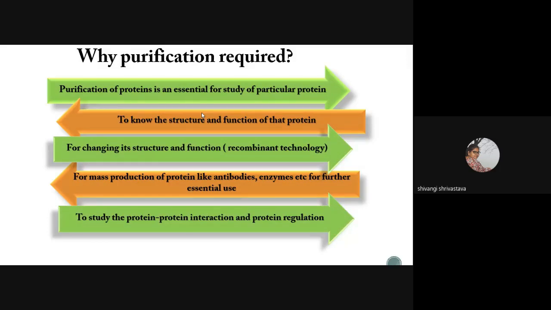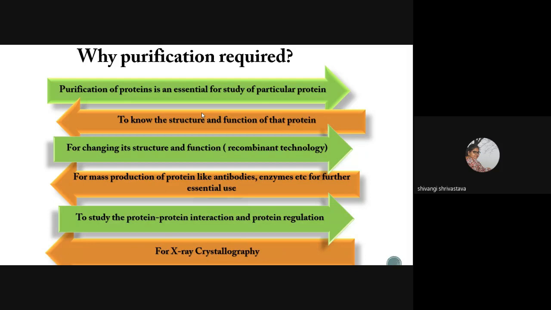And to study protein-protein interaction and protein regulation. Like bait and prey proteins, they interact with each other when they produce a domain on DNA. So for that study, we have to purify our protein. And of course it is needed for X-ray crystallography, because it produces a structure of tertiary and quaternary, that is in 3D form. So for X-ray crystallography, the purified protein is also needed. Otherwise, it will hinder the actual structure of a protein.